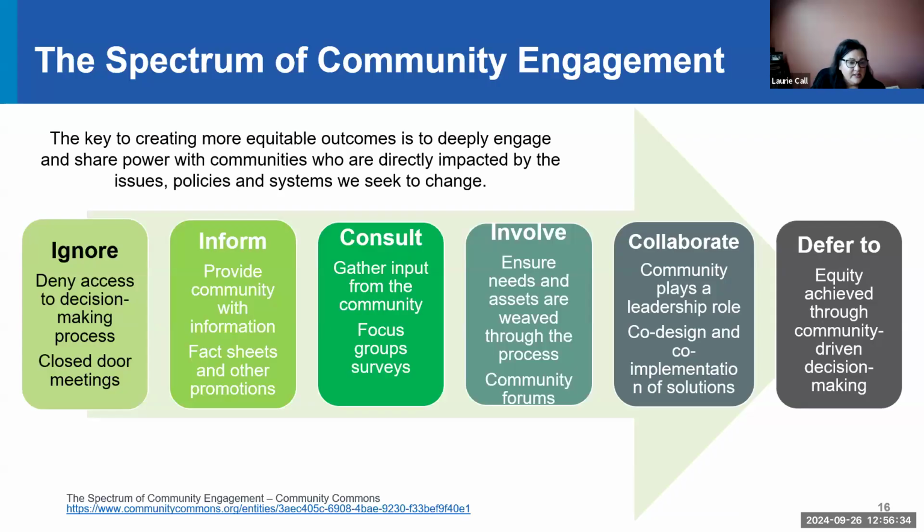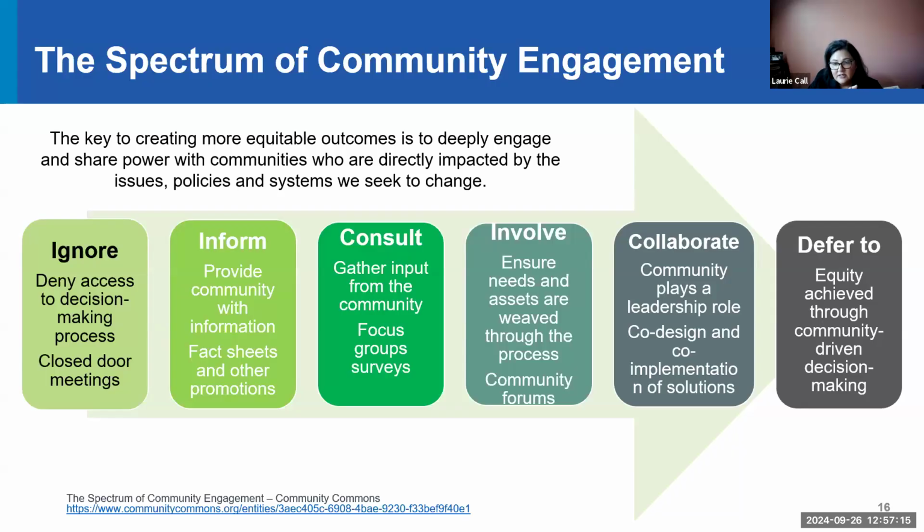And a lot of times our organizations fall around informing community where we're providing them with information and facts, or maybe we're consulting with them and we're asking for some of their input through focus groups or surveys. But moving to that involved stage where we're ensuring needs and assets are woven throughout the process, and that we're collaborating where the community plays a leadership role. They're co-designing, co-implementing, co-managing, co-leading a set of solutions, or deferring to. We tend to not be on that end as frequently as we are on the other end of the spectrum.